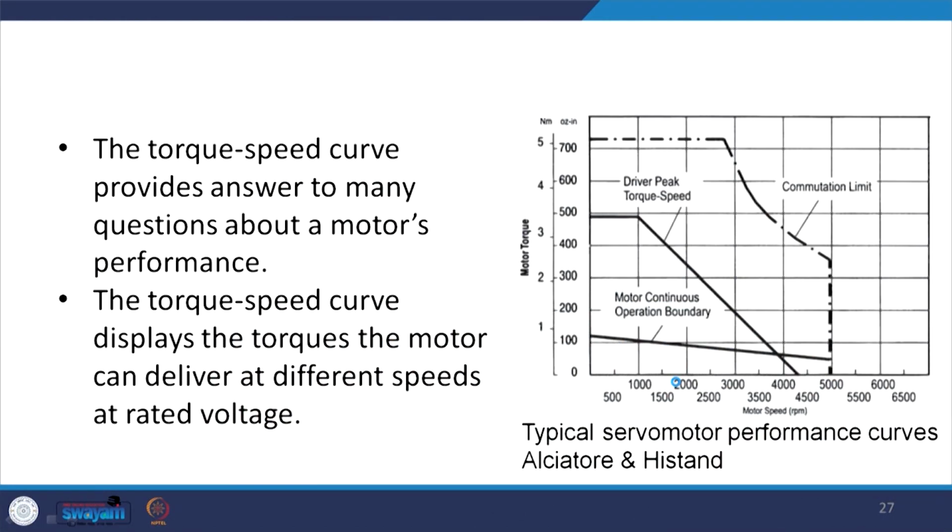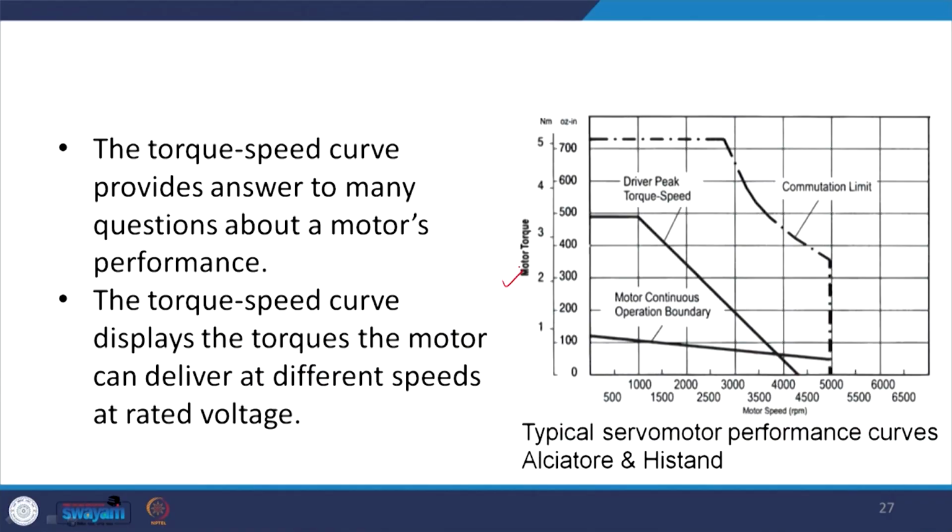Most manufacturers actually provide this torque speed characteristic with the motor, and the torque speed curve displays the torque the motor can deliver at different speeds at a rated voltage. So, for example, here with motor torque and motor speed, this limit provides the commutation limit, the driver torque speed is here, and the motor continuous operation boundary, these curves provide that.